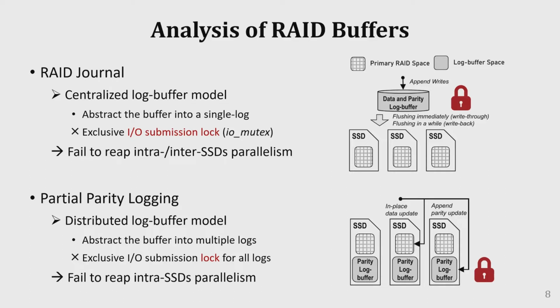Compared to centralized log buffers, Linux partial parity logging conducts distributed parity log buffers that deploy multiple independent logs on each of the member disks. However, PPL still serializes parallel stripe submissions and serially arranges IO submissions within each log to maintain data consistency.